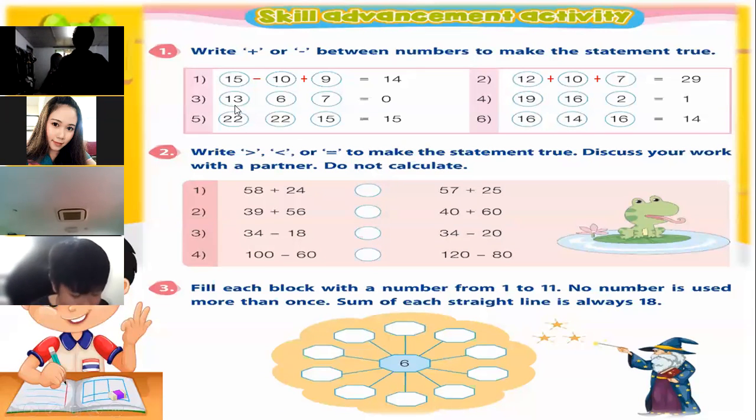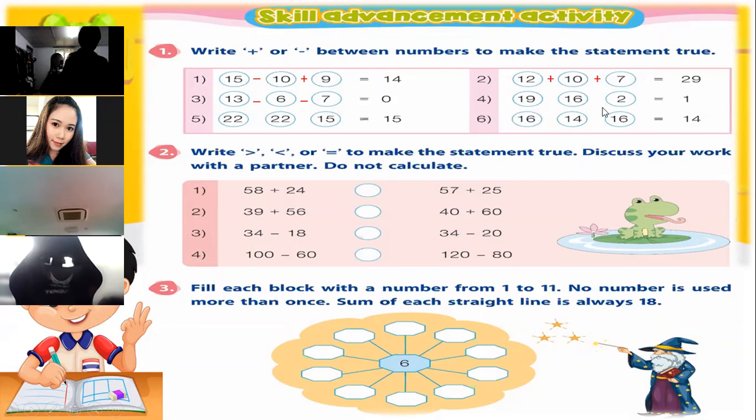Now, question number 3. We have 13, 6, and 7, equal to 0. What are we going to use? Minus. 13 minus 6 is equal to 7, and 7 minus 7 is equal to 0. Very good.